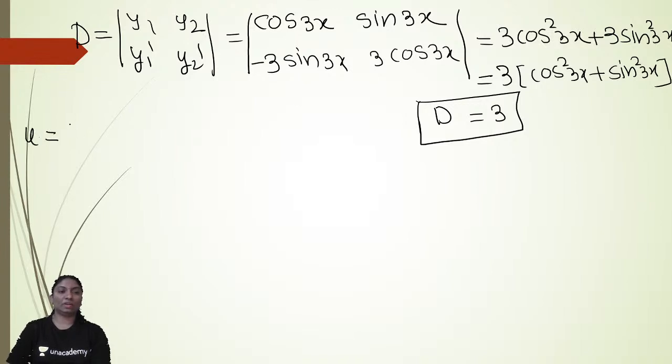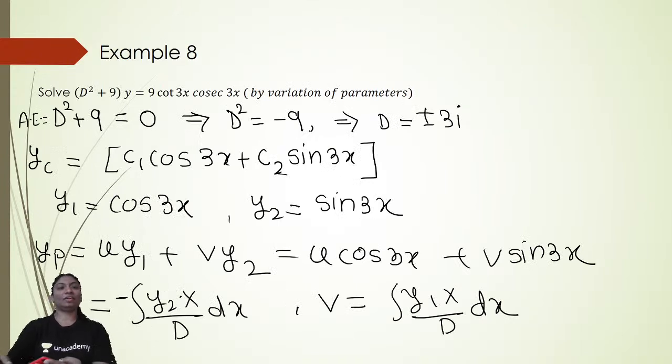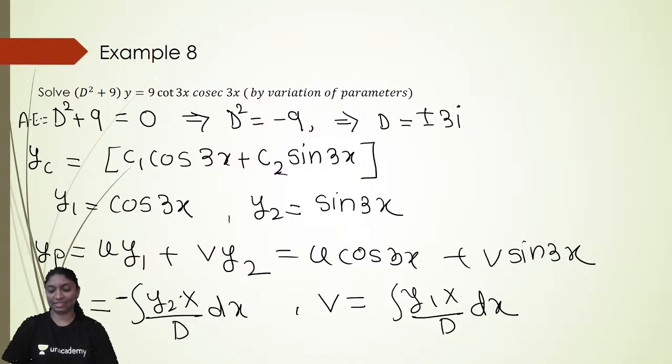So u is equal to minus integral of y2 into X upon D, which is equal to minus integral of, what is our y2? y2 is sin 3x into, now very interesting, our X is 9 cot 3x into cosec 3x.